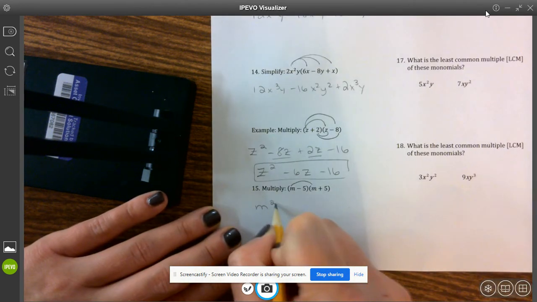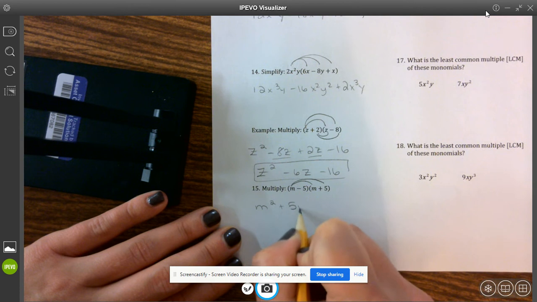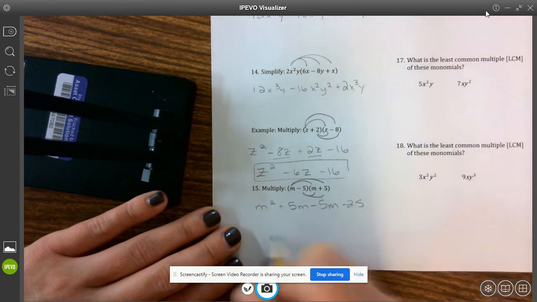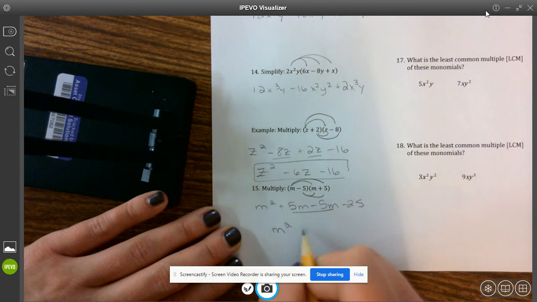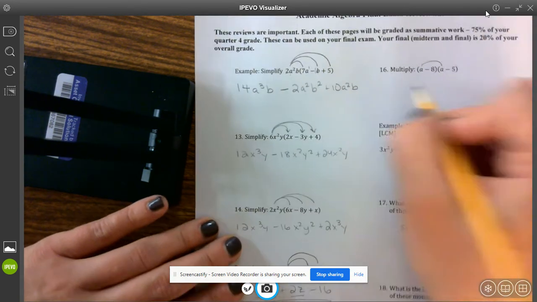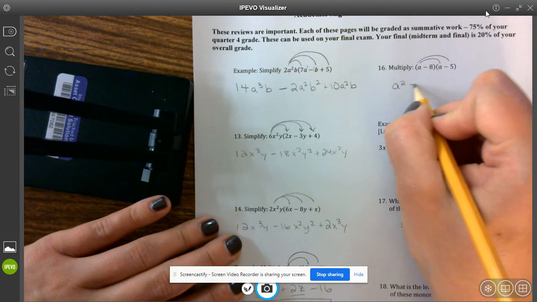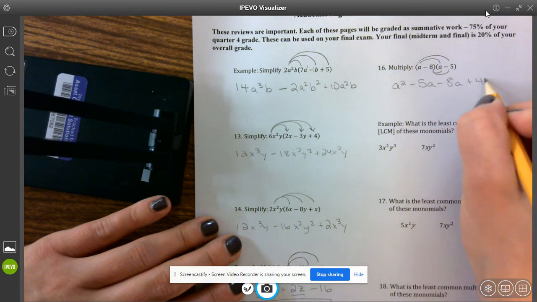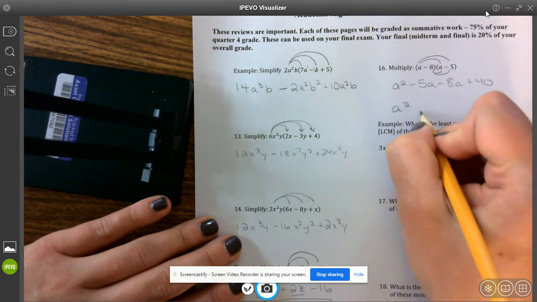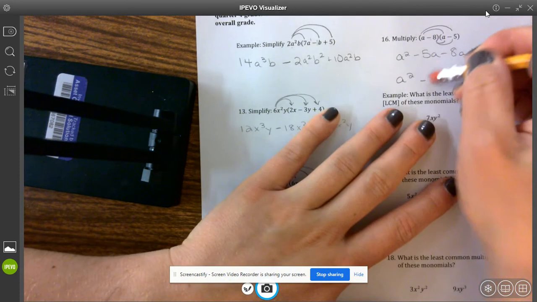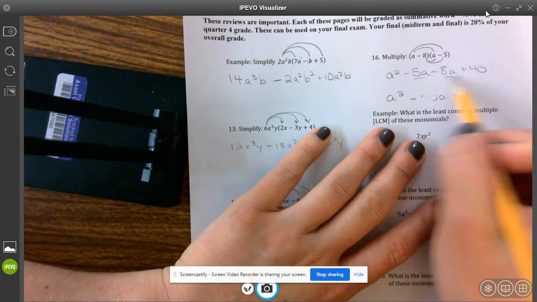M times m is m squared. M times 5 is 5m. Negative 5m. Negative 25. There's no other m squareds. The m's cancel each other out. So now it's the difference of two perfect squares. M squared minus 25. Here, a squared minus 5a minus 8a plus 40. So a squared minus 40a plus 40. Ooh, why did I do that? I multiplied them together. That was a big fat no. 5 and 8 is 13.